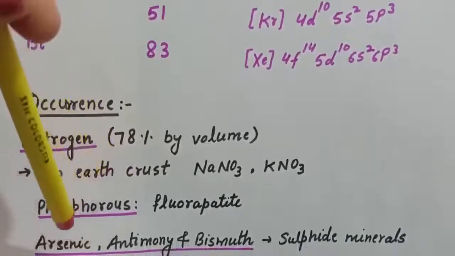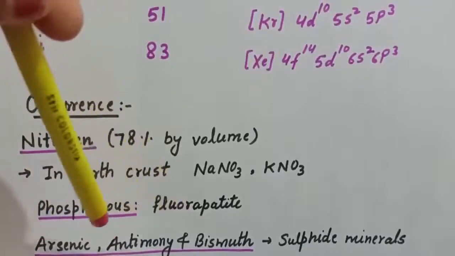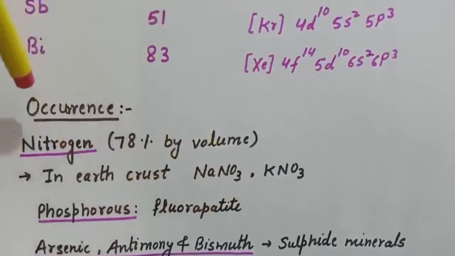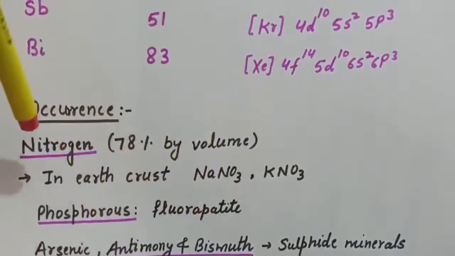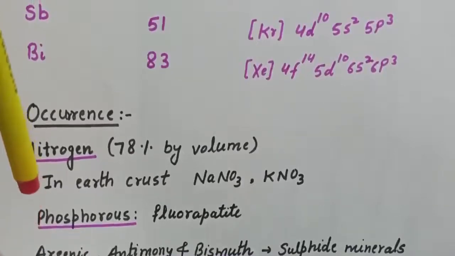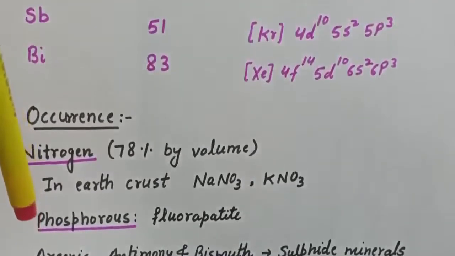And next we have arsenic, antimony, bismuth. These are found mainly as sulfide minerals. So this is all about the occurrence of group 15 elements. Now we will discuss atomic and physical properties of group 15 elements.